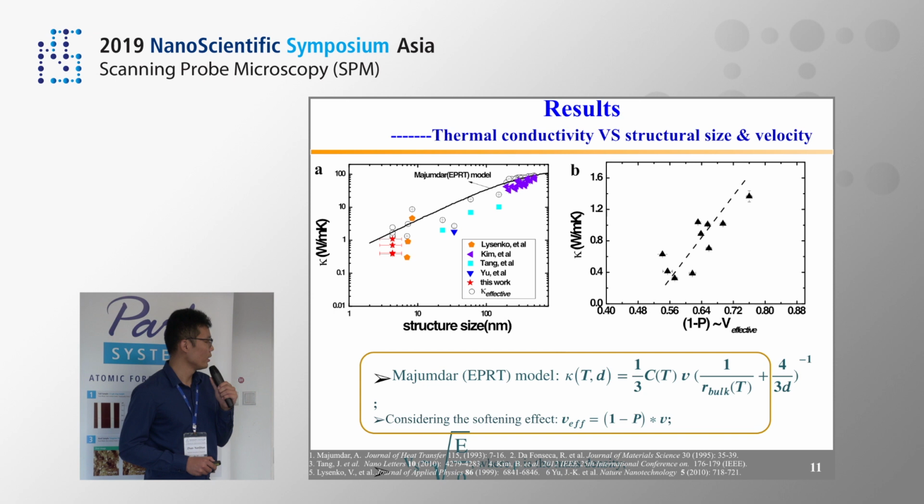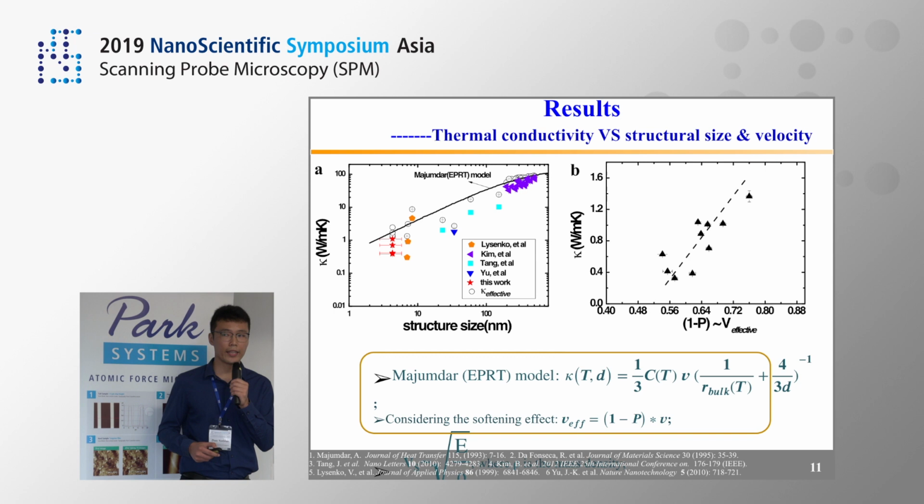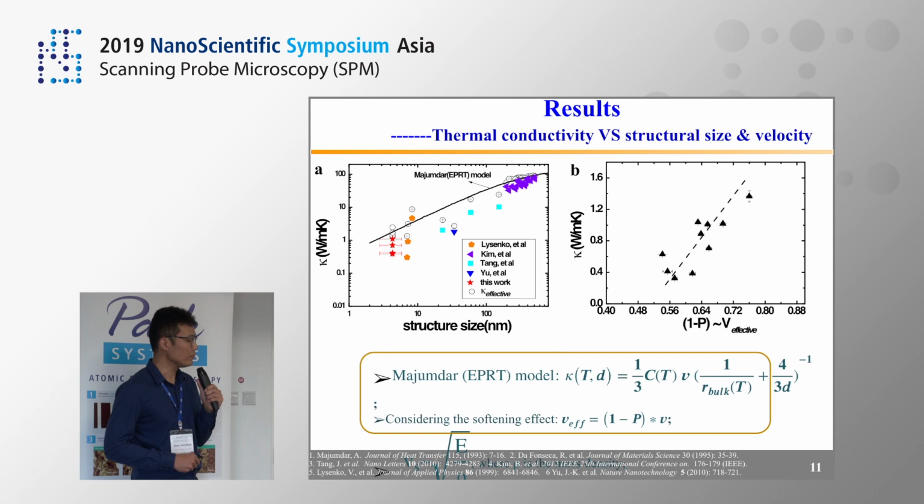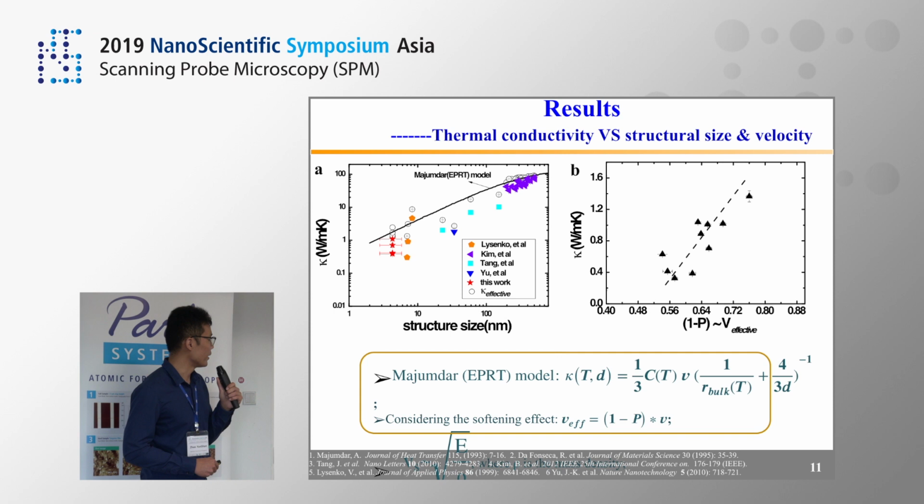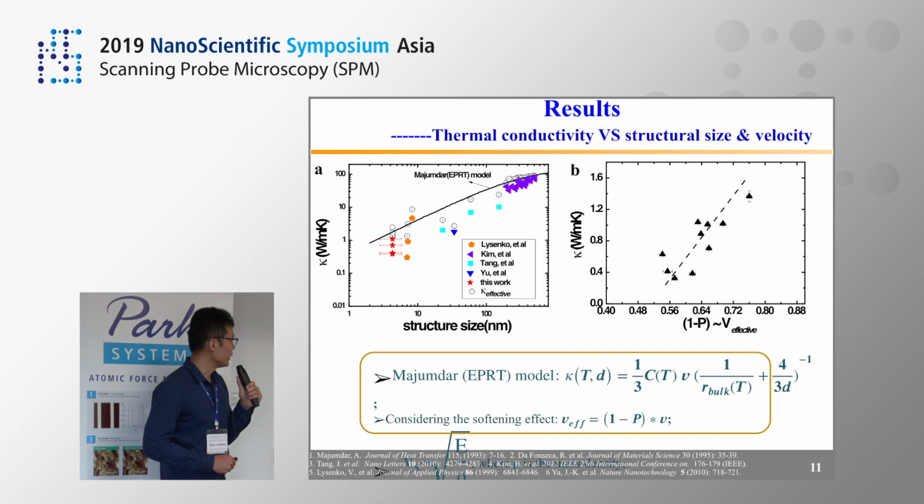When we look further into this formula, we can see the V is the average group velocity for the bulk materials. That's why all the data is somehow overestimated. Considering the porosity effect, which can change the group velocity by (1 minus porosity) times the group velocity, after considering this effect in this model, we can see the open dots are somehow near to the homogeneous model.